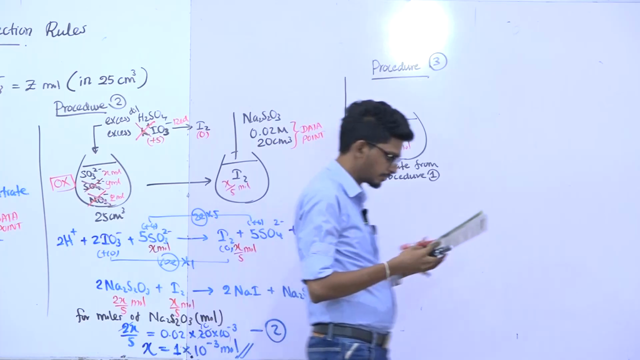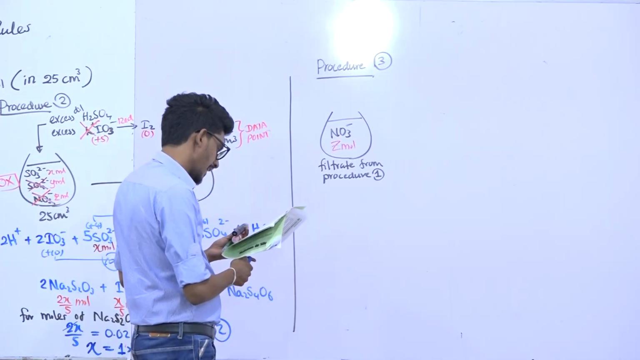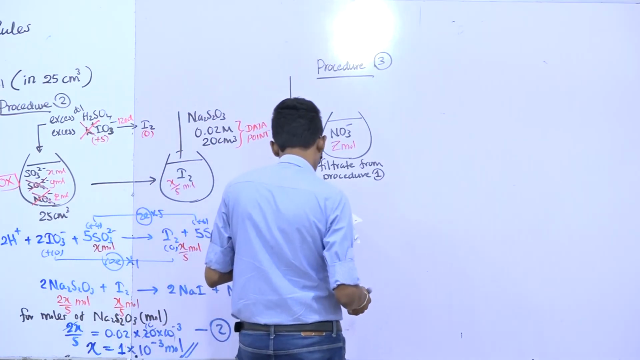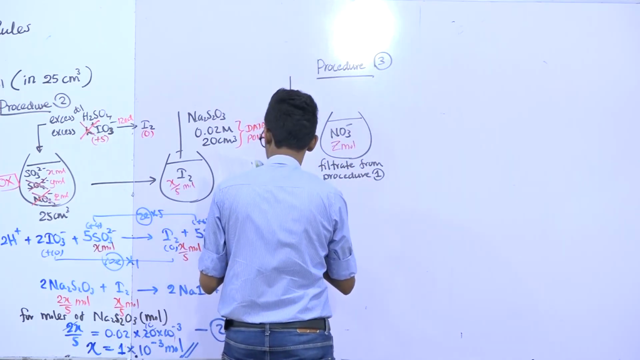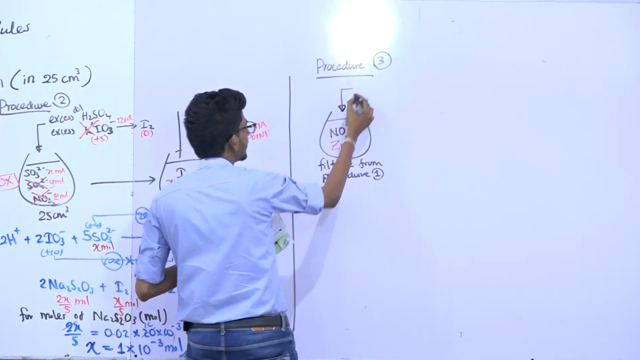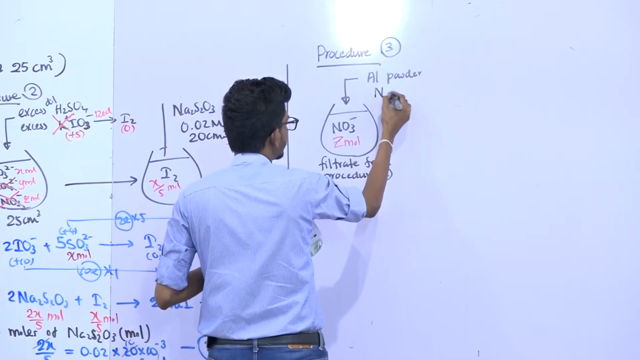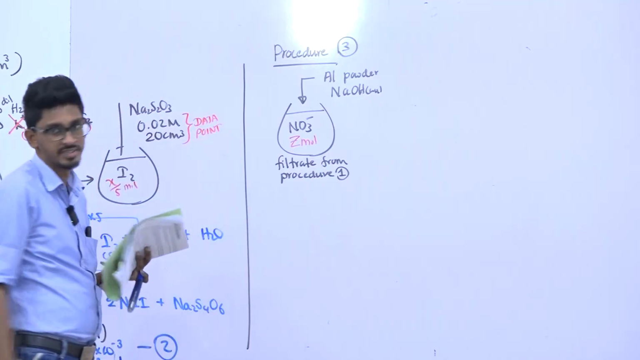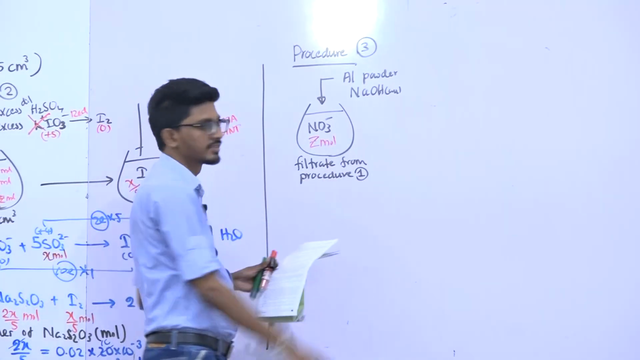The filtrate from procedure 1 was neutralized with dilute NaOH. To it, an excess of aluminium powder and NaOH was added. What is this they have added? Aluminium powder and NaOH. This is the aluminium dust test, used to detect NO3 minus ions.